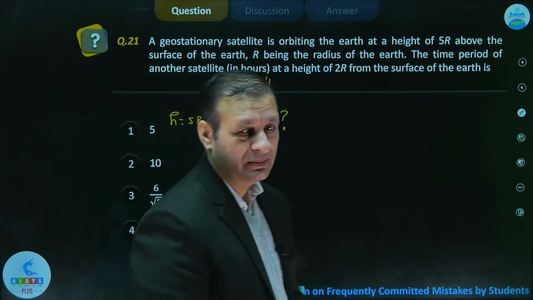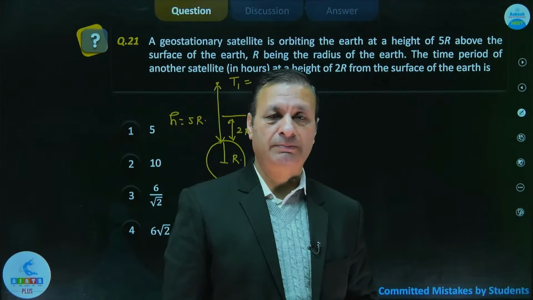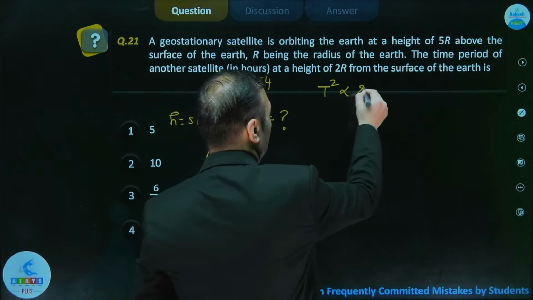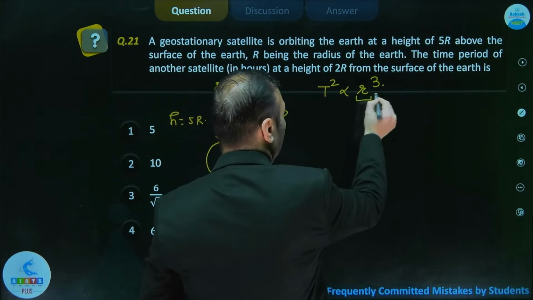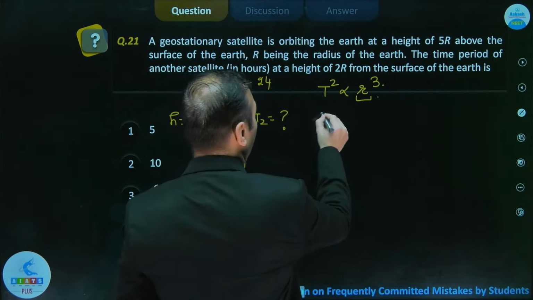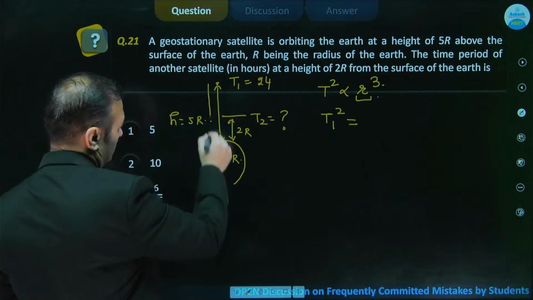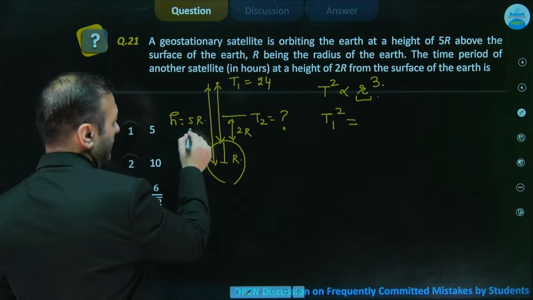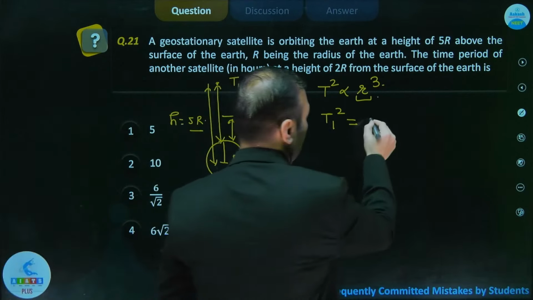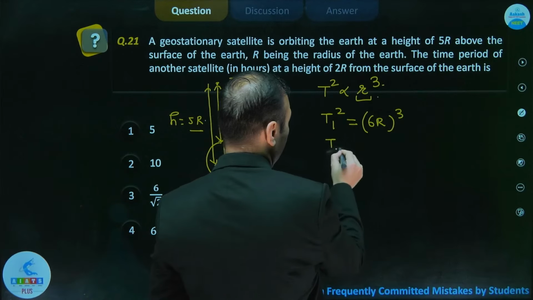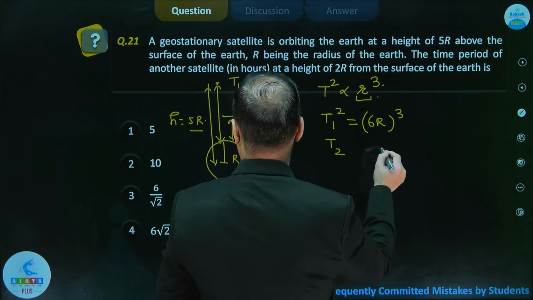Now this is a simple question from Kepler's law of periods, which says T square is directly proportional to r cube, where r is the orbital radius. So for the first body, T1 square is proportional to, now look at this, 5r plus r, that is 6r, and for the second body it's 2r plus r, that is 3r.